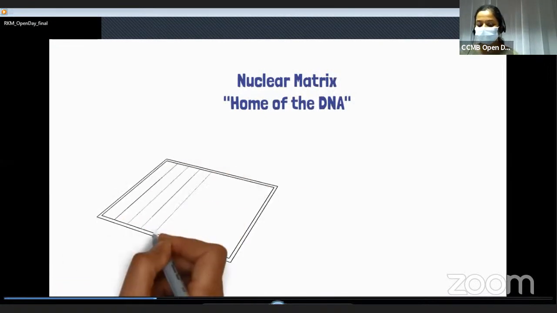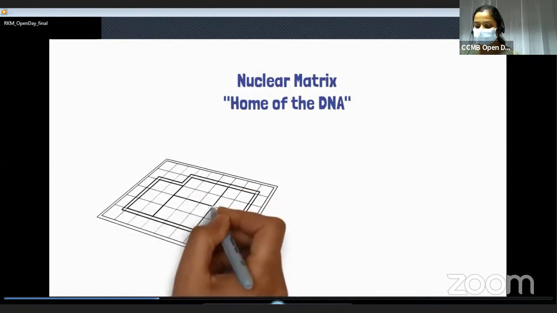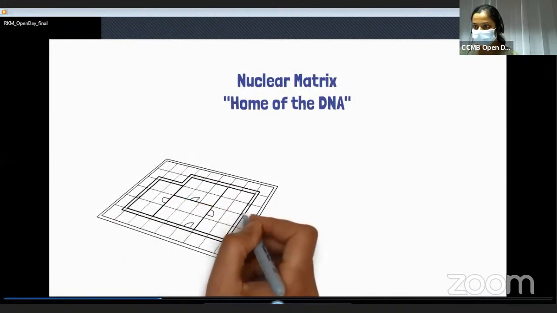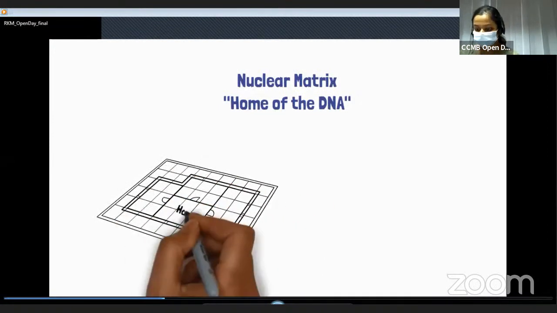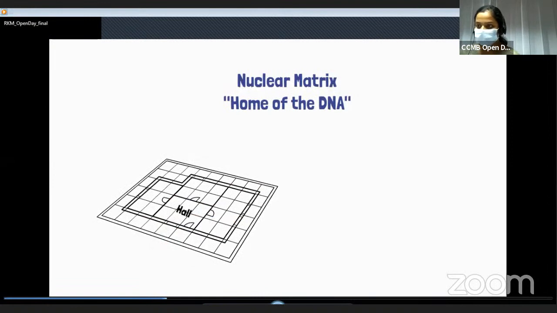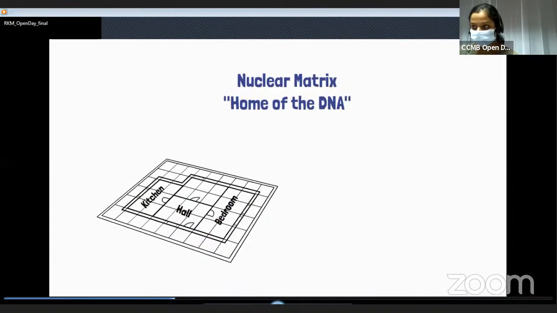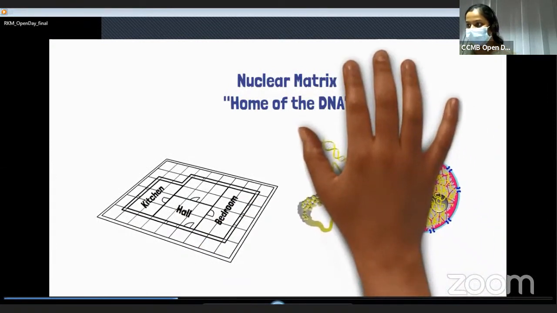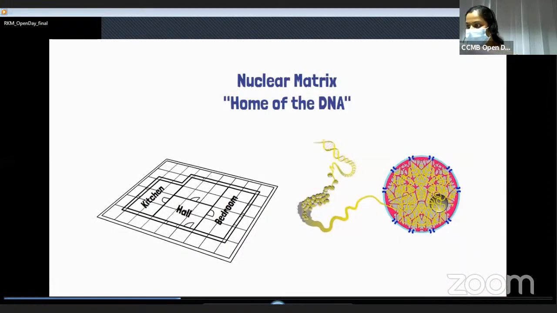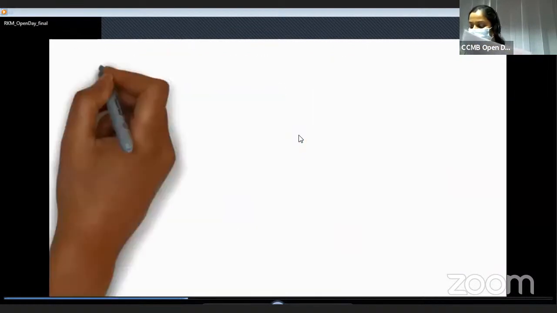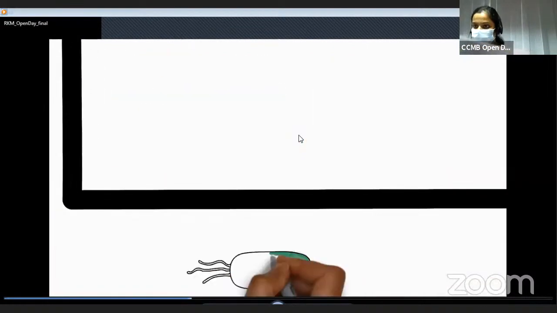Just like how we have several rooms in the house for different utilities, like we have a hall, which is mostly the sitting area, or we have the kitchen where we cook food, or we have the bedroom where we rest. The DNA is also neatly packaged and compartmentalized into the nucleus by the nuclear matrix, which is also known as the home of the genome.